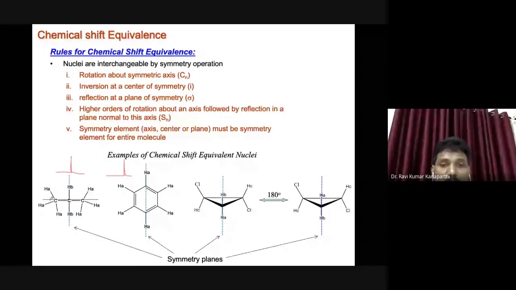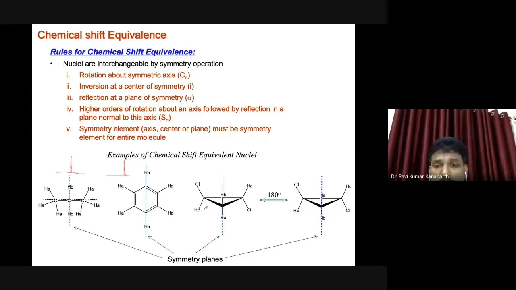Similarly, the benzene ring is also the same. And then again, you can see the cyclopropane ring. Again, these protons can be interchangeable by the inversion symmetry or the plane of symmetry.